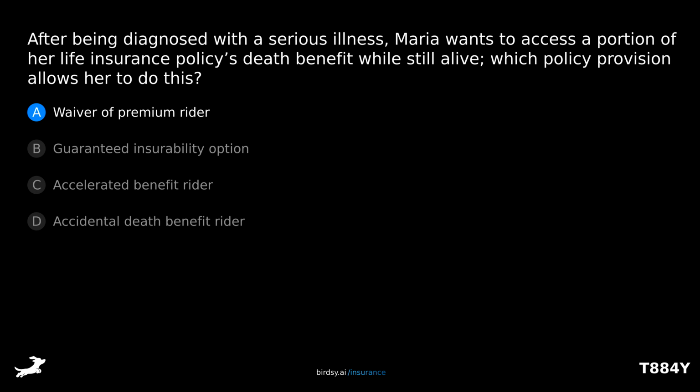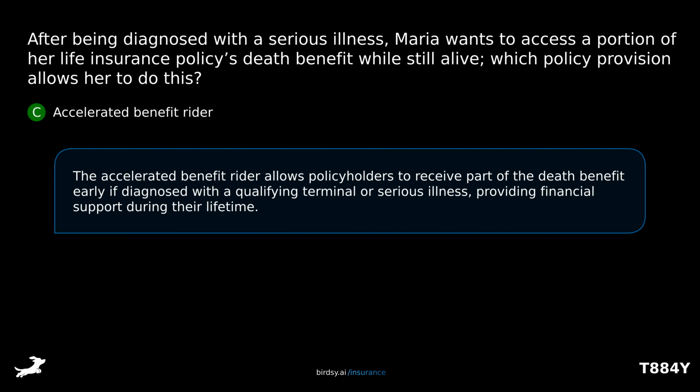Is it A, waiver of premium rider, B, guaranteed insurability option, C, accelerated benefit rider, or D, accidental death benefit rider? The correct answer is C, accelerated benefit rider. The accelerated benefit rider allows policyholders to receive part of the death benefit early if diagnosed with a qualifying terminal or serious illness, providing financial support during their lifetime.